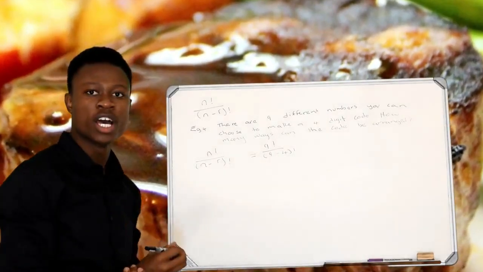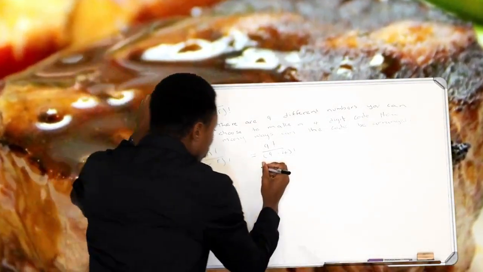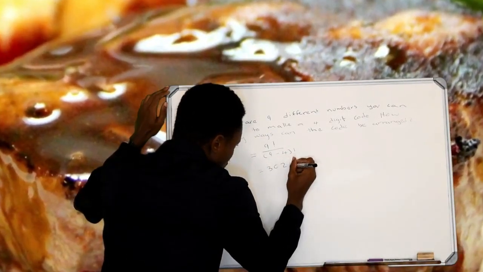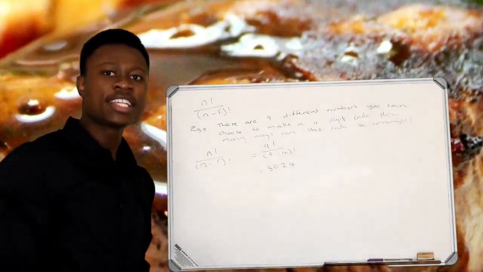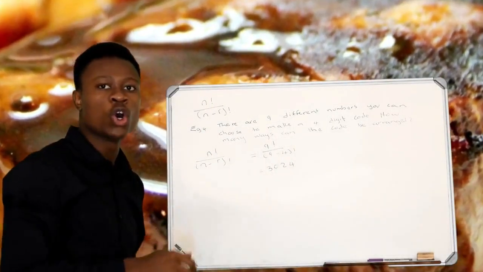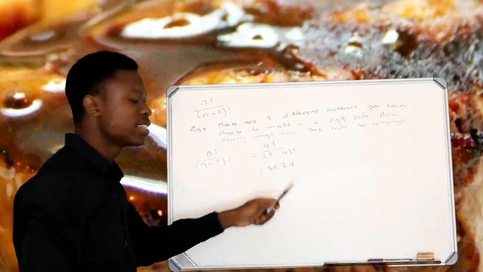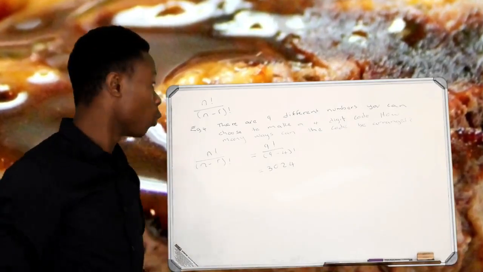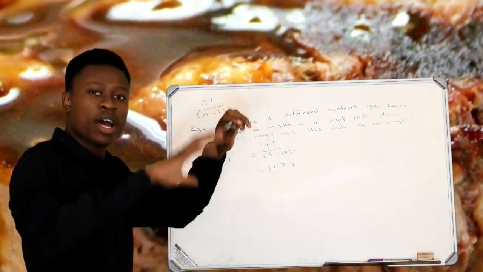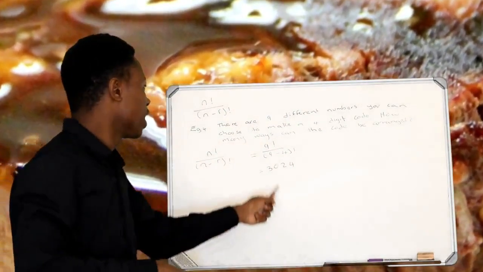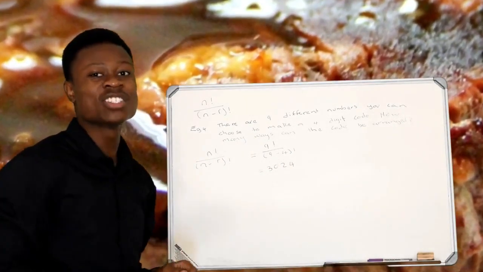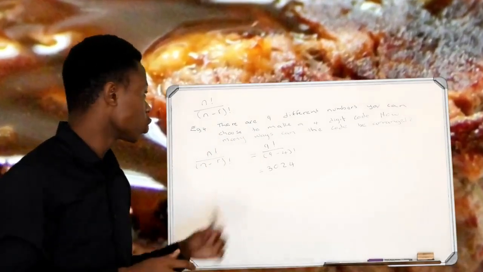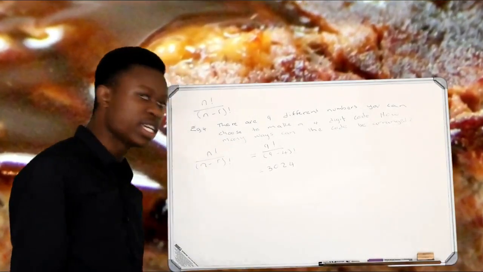What you do from here is put it in your calculator, and the value that you should get is 3024. So that's how many ways that 4-digit code can be arranged. From 9 numbers, you can make 3024 different 4-digit codes. So that's basically it on probability.